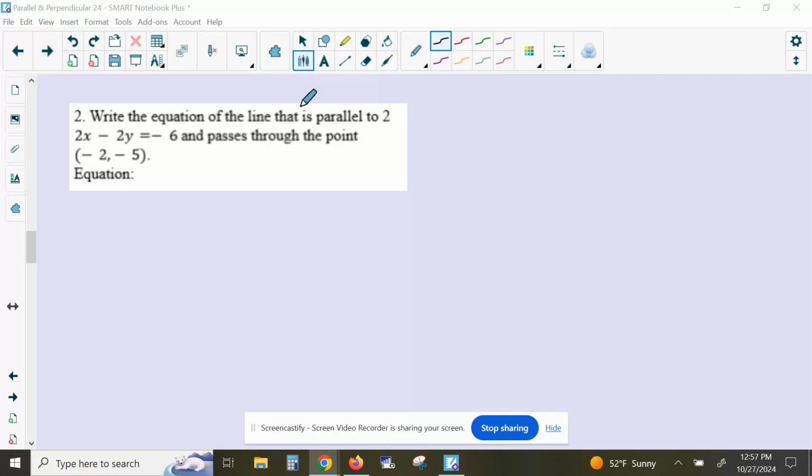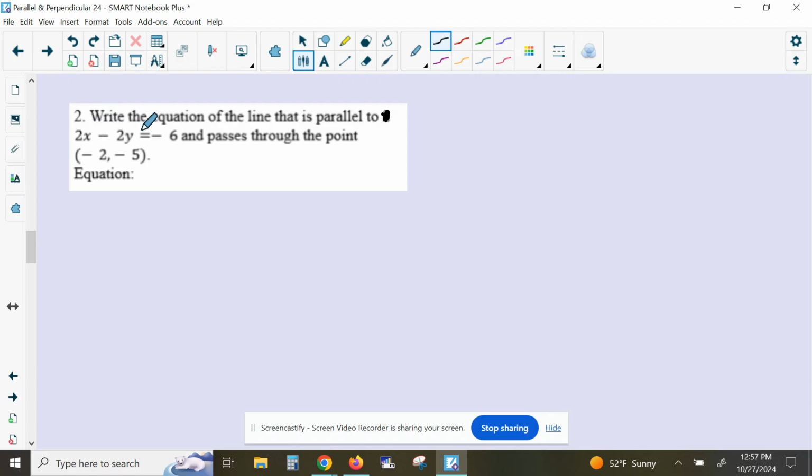Okay, number 2 on the medium side. Write the equation of the line that is parallel to 2x. Parallel to 2x. I think that's a typo right there. Let's go down there. Is parallel to 2x minus 2y equals -6 and passes through the point -2, -5.